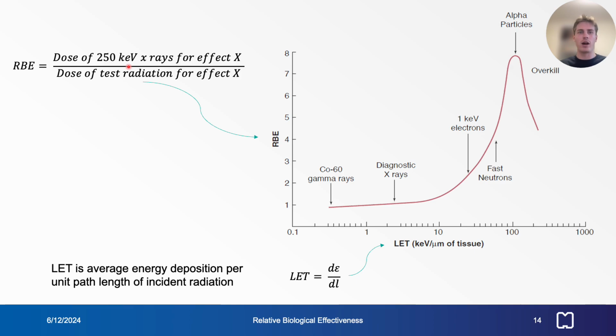It's important to note that RBE depends on the endpoint measured. It could be chromosome aberrations, cataract formation, acute lethality of test animals, etc. And you can see on this plot the RBE of radiations with different linear energy transfers, with increasing LET: cobalt-60 gamma rays, diagnostic X-rays, 1 kV electrons, and alpha particles having the highest RBE.